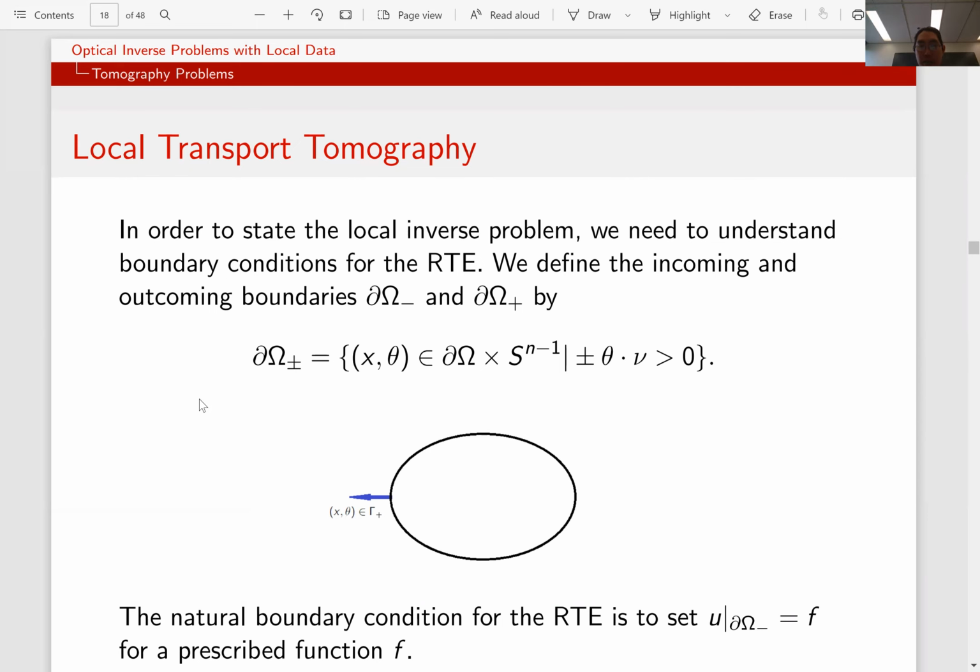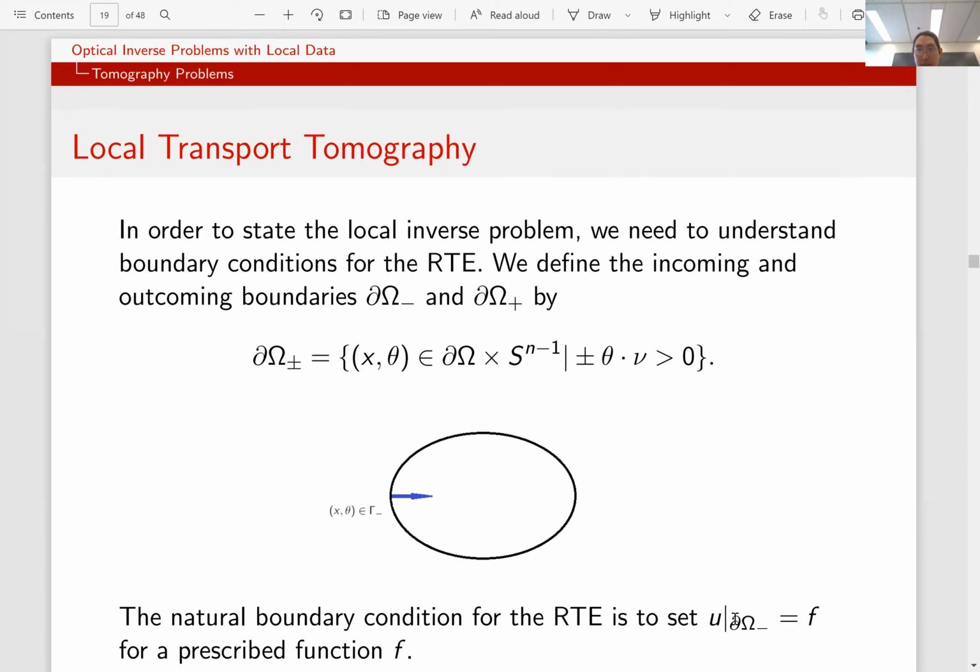Okay. And then the incoming boundary is just the opposite, right? So it's the set of points on the boundary and directions where the direction points inwards. It points in the opposite direction as the outward normal vector. So the set of (x, θ) where x is on the boundary and θ points inwards is called the incoming boundary. And the natural boundary condition for the RTE is to set u on the incoming boundary. Right? It's to say what the incoming light into the domain is.